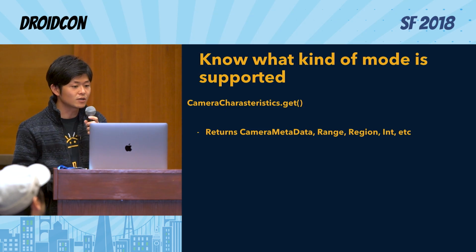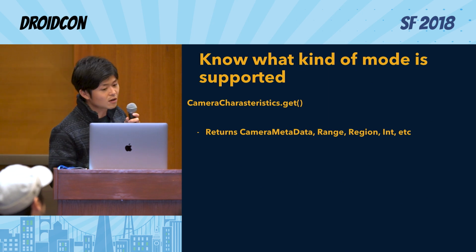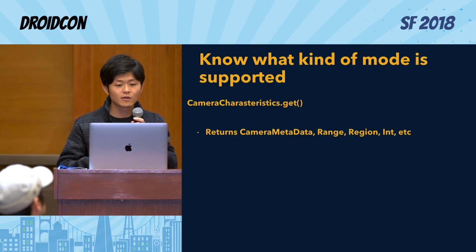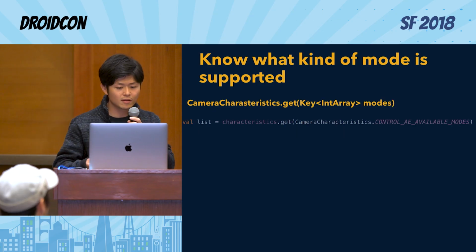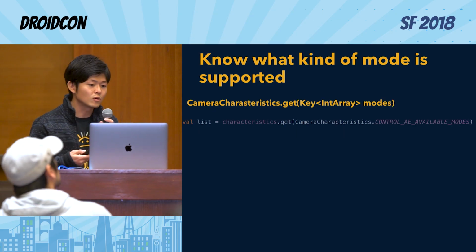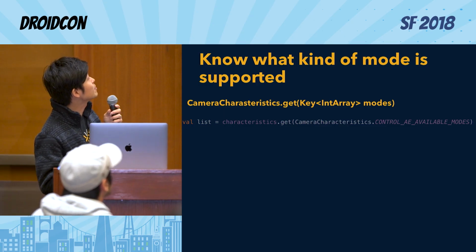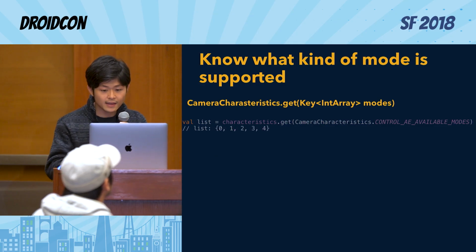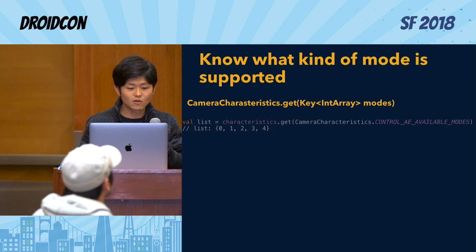So to know what kind of mode is supported, we can use the camera characteristic get method. And this returns, based on the key you input, camera metadata; it can return a range, region, integer, whatever. So if you want to look for the auto exposure mode, we will input the key of modes. Here in this example, we put the camera characteristics control AE available modes. And the result we get is 0, 1, 2, 3, 4. It's a number, and we don't know what this is.